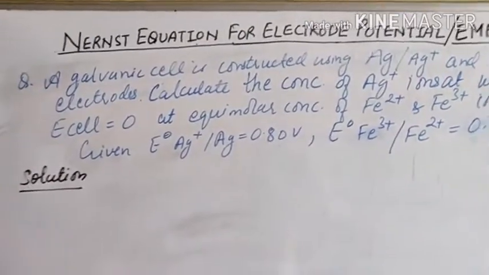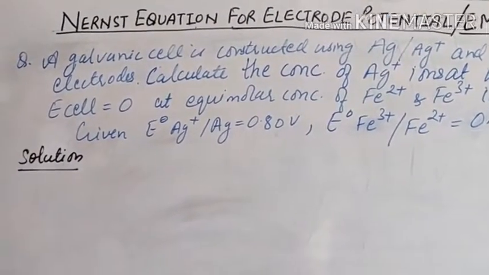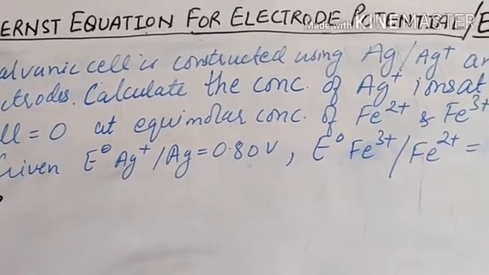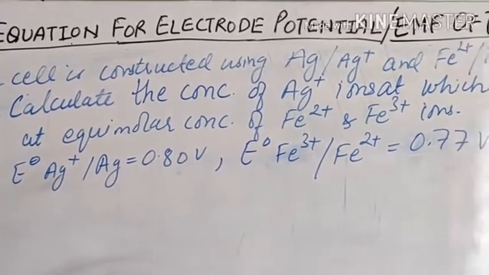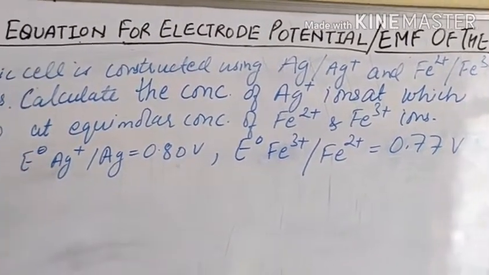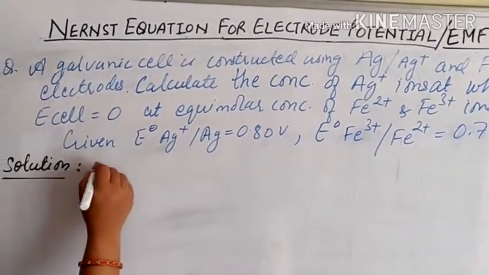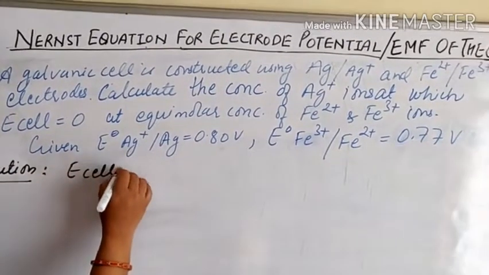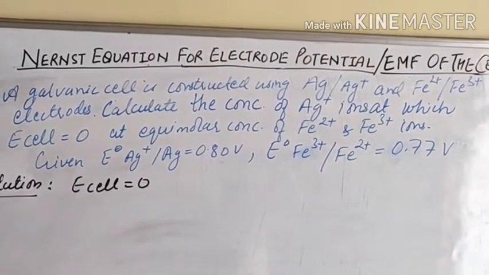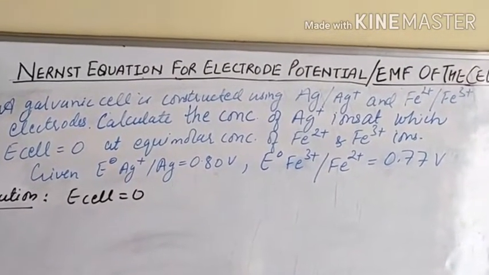Now we'll solve an equation for a galvanic cell. A galvanic cell is constructed using silver and iron electrodes. Calculate the concentration of silver ions at which E cell equals 0 at equimolar concentration of Fe2+ and Fe3+.